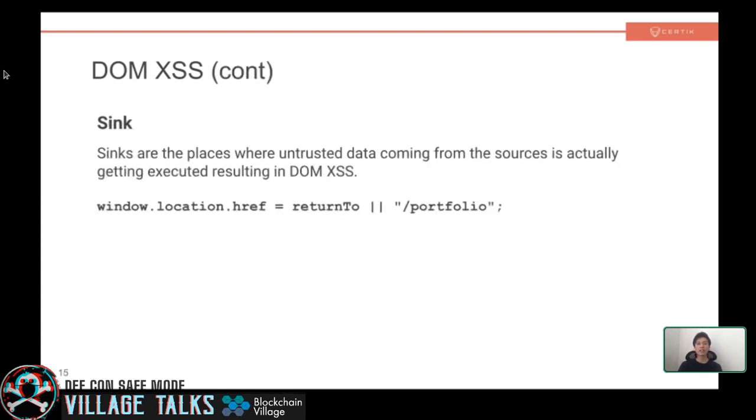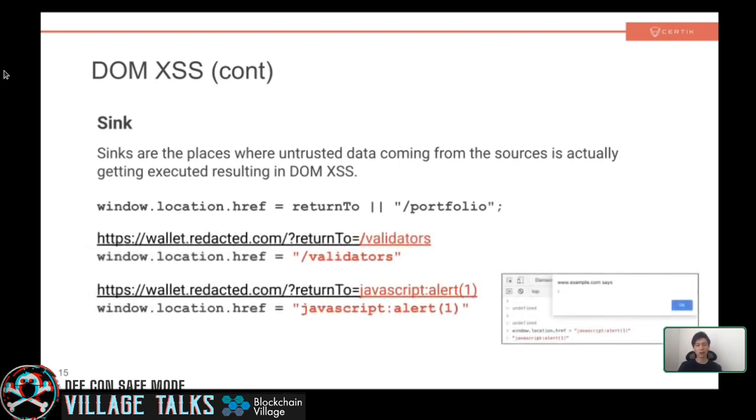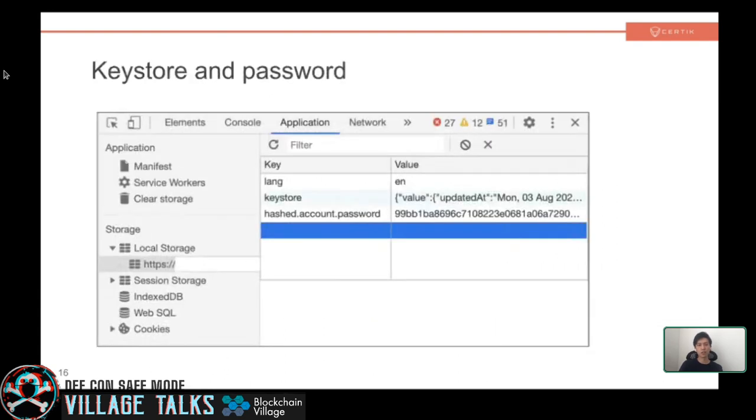And here's the sink. The sink is the place where untrusted data coming from the source is actually getting executed. The sink here is window.location.href, and it's taking the user input inside returnTo. So when it's returnTo=/validators, it goes to the /validators page. But if it is javascript:alert(1), it's going to pop an alert in the browser. So we have the DOM XSS here, but how can we exploit this to cause bigger damage?